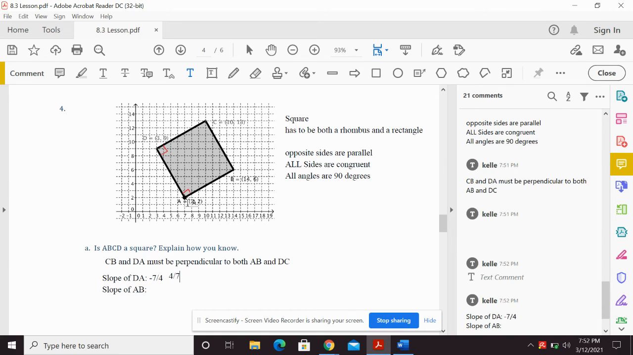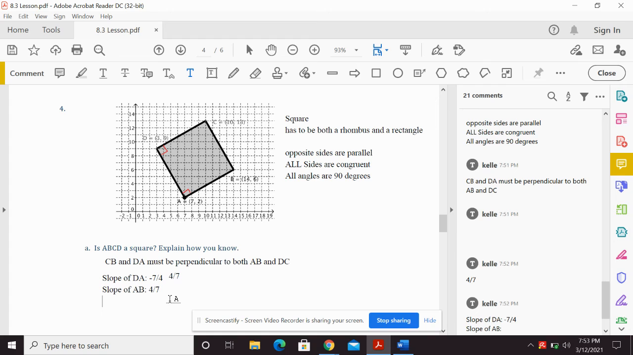Let's see. AB, my y value, I start at 2 and I go to 6. So my change in y is 4. That's looking good. So far it matches up. My change in x, I start at 7 and I go to 14. 7 to 14, that is 7. Oh! So they are in fact perpendicular.